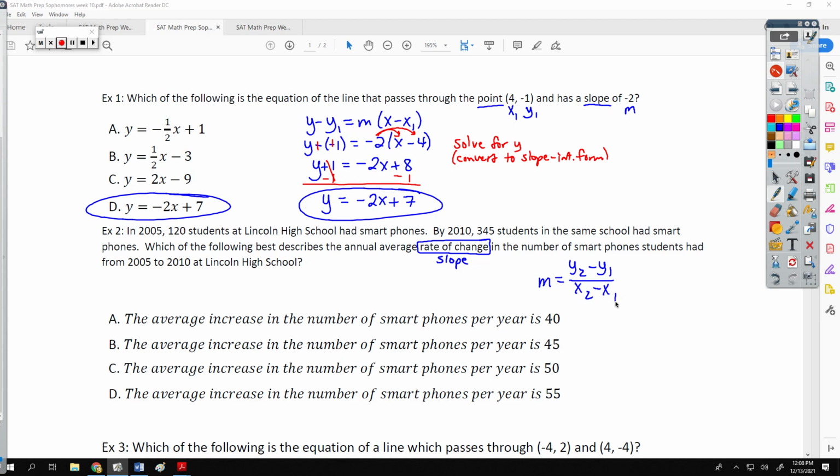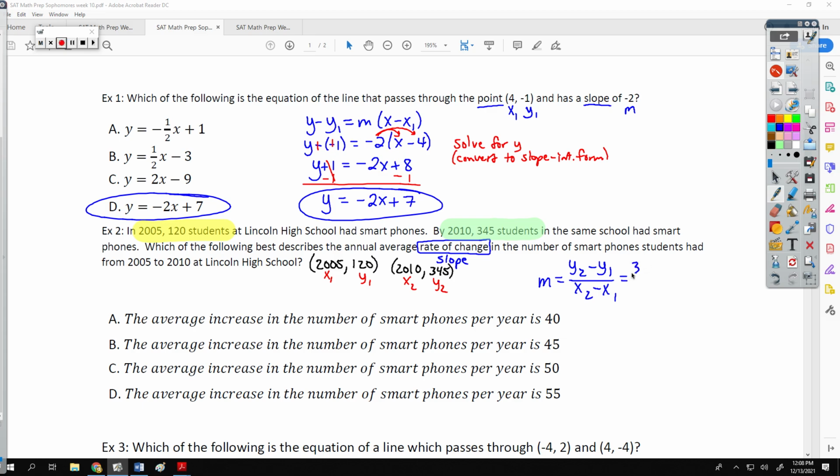And in fact, we do have 2 points. We have in 2005, 120 students had smartphones. And in 2010, 345 students had smartphones. So those are your 2 points. We have the point 2005, 120, and the point 2010, 345. So these are your x1, y1, x2, y2 for your slope formula. So we plug those in.